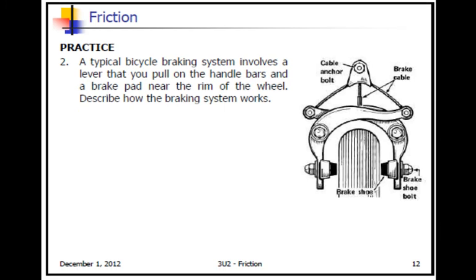And our last slide here, it says a typical bicycle braking system involves a lever that you pull on the handlebars and a brake pad near the rim of the wheel. So describe how this braking system works. So when you pull on that lever, the brake pads make contact with the wheel, usually your front wheel, and they basically apply a lot of friction to your front wheel, which causes your front wheel to slow down and eventually stop. So it's through the use of friction that we slow down a bike using the braking system.